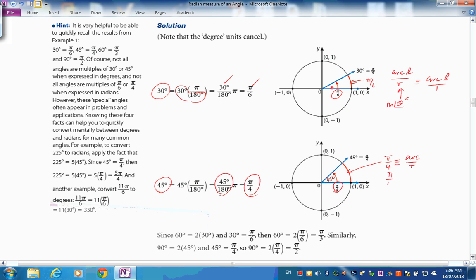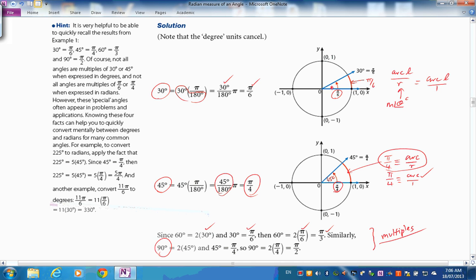So pi on 4 is equivalent to arc over 1. As soon as you've done this conversion to radian measure, you automatically, in the unit circle, have also discovered directly the arc length. Let's have a look down here. Since 60 is 2 times 30 and 30 is pi on 6, then this is 2 times pi on 6, or pi on 3. So we're looking at multiples now, reaching out to other angles using this method.